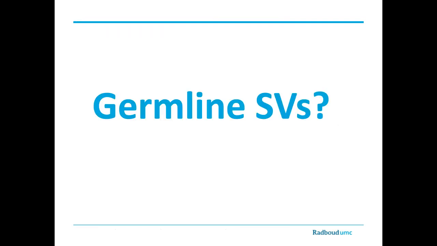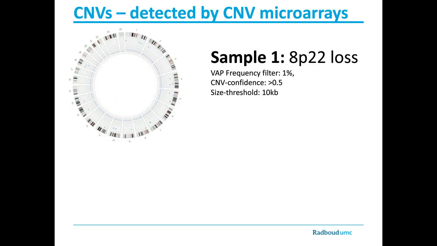All right. Now I'll switch gears a little bit and move forward from the cancer field and the leukemia field in particular to germline structural variants, as they are also important in various diseases. Here, I again brought you two examples. Our first example is a microdeletion on chromosome 8. This is a germline event that was initially detected in our diagnostics by CNV microarrays.